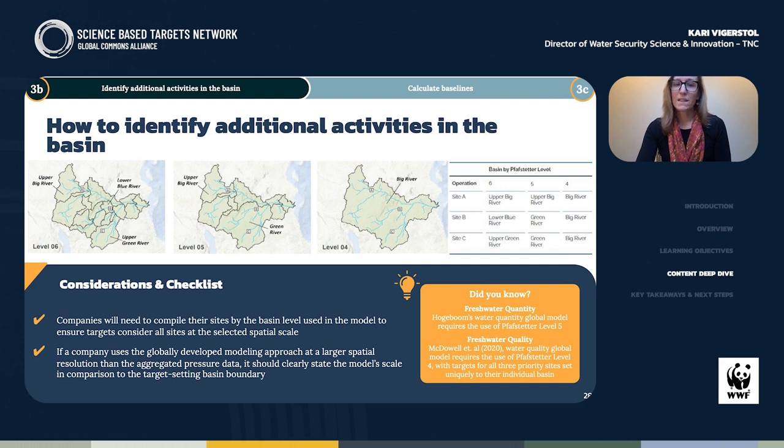For example, in the infographic shown here, depending on the basin level, we will compile sites differently. For a company with 3 priority sites at level 6, each of these sites is located in a different basin. At level 5, sites B and C are located in the same basin, while site A is located in a separate basin. And at level 4, all 3 sites are located in the same basin.